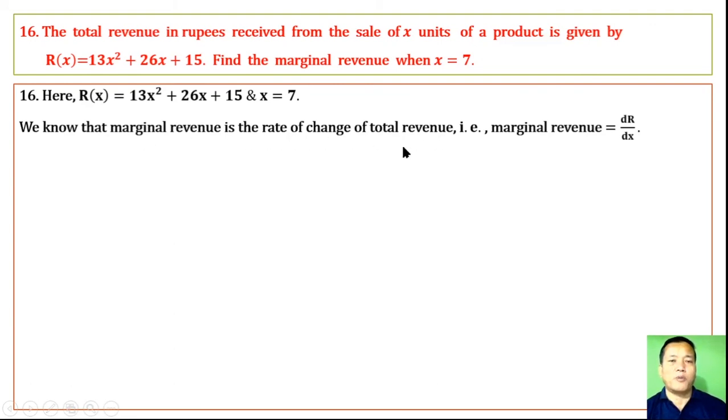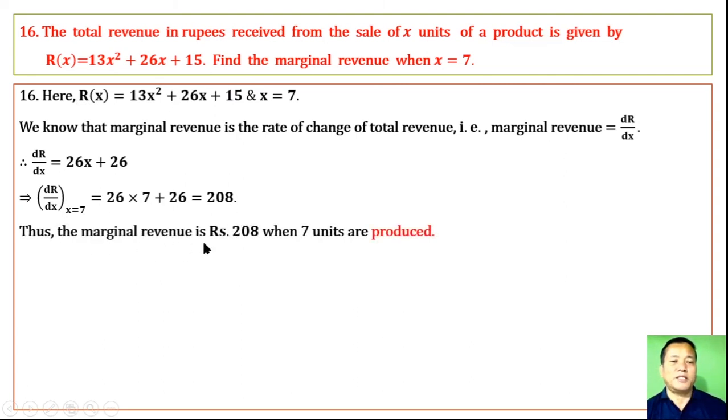Marginal revenue is dR by dx. Therefore, taking the derivative of this function with respect to x, dR by dx is 26x plus 26, whose value when x equal to 7 is 208. Thus, the marginal revenue is rupees 208 when 7 units are produced.